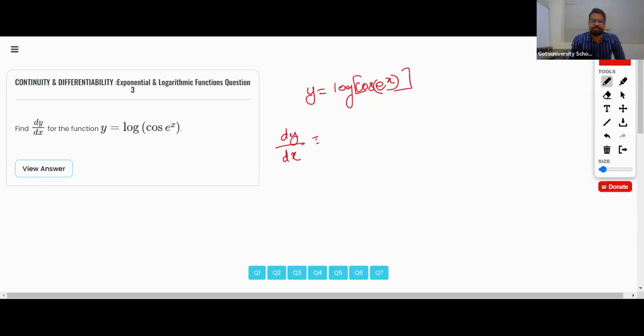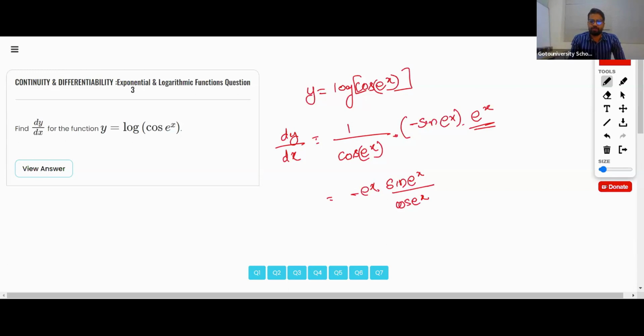So when you first differentiate the logarithm, it is 1 by cos of e power x. Now we're going to differentiate cos. What is that? Minus sin of e power x, and then e power x remains as it is. So our answer will be e power x into minus sin e power x by cos e power x. Further, if you want to simplify this, it is minus e power x into tan of e power x.